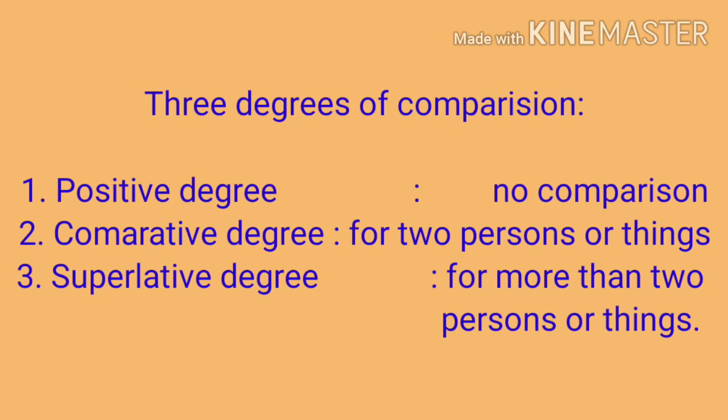So there are three degrees of comparison. One is positive, which means no comparison. Second is comparative degree, comparison among two persons or things. And the last is superlative degree, that is comparison among many things or more than two persons or things.